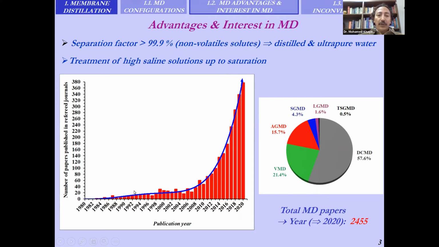If you have a look at this figure, you can see the tremendous increase in the number of papers published each year up to December of last year. We have published 2,455 papers.